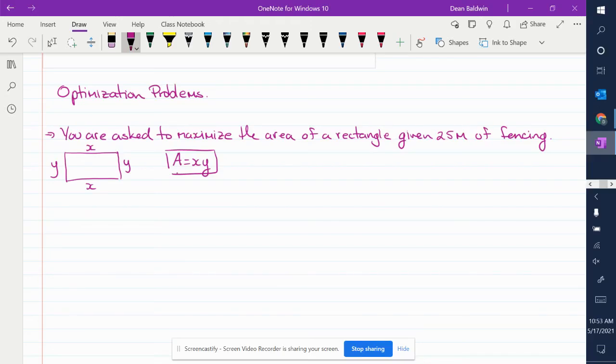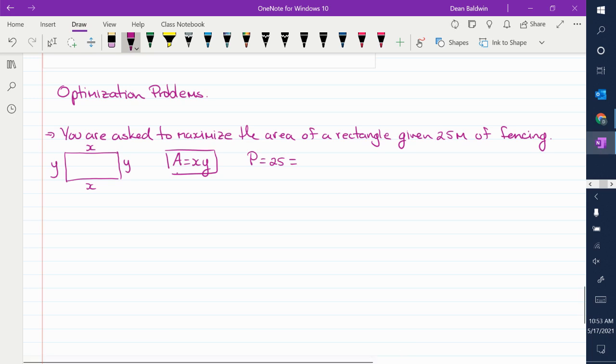Our area equation, which we're trying to maximize. I also tell you you have 25 meters of fencing, which means if you add up all the stuff around there, it has to equal 25. What do you call that when you add up the outside? It's the perimeter, right? So the perimeter is equal to 25, and that is going to equal what?